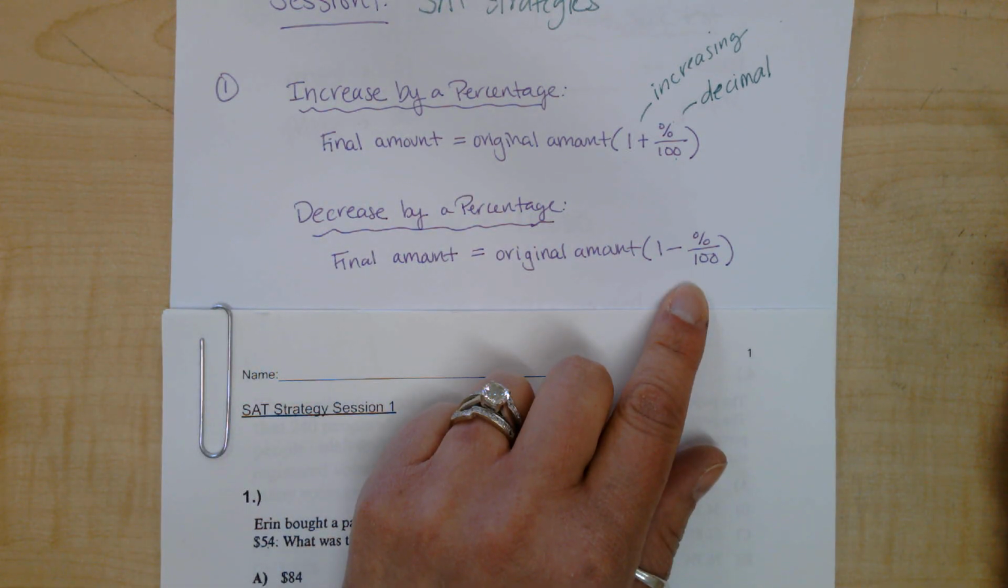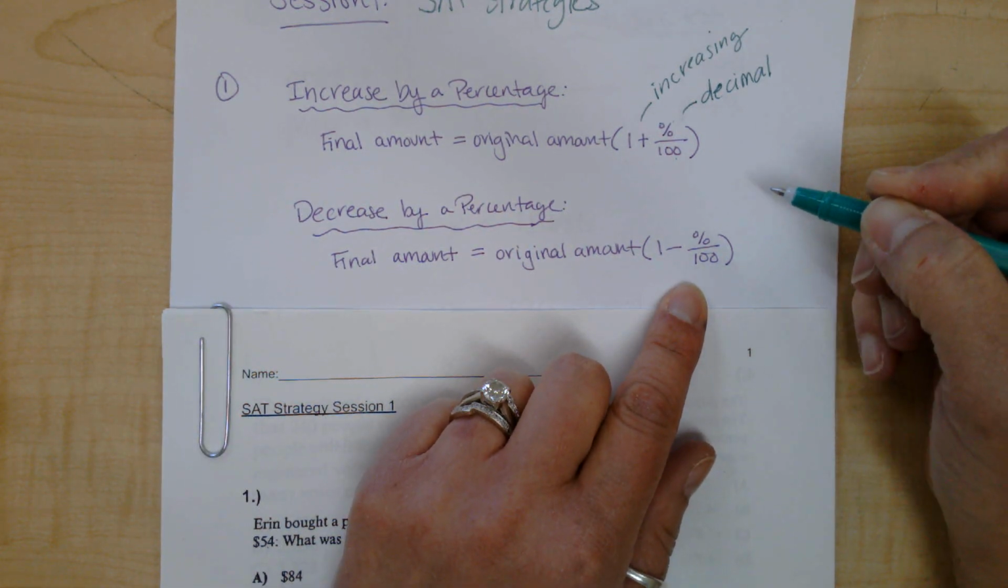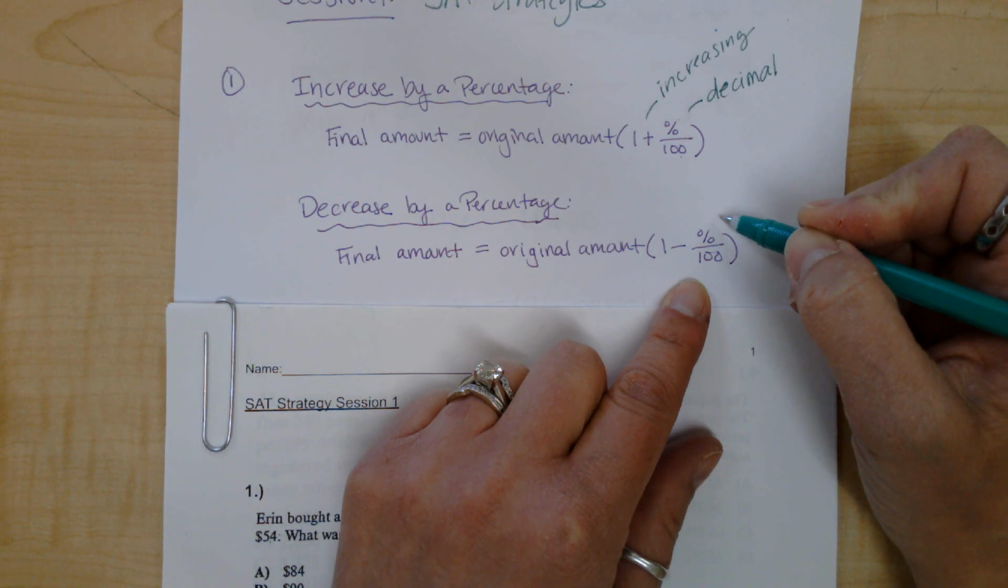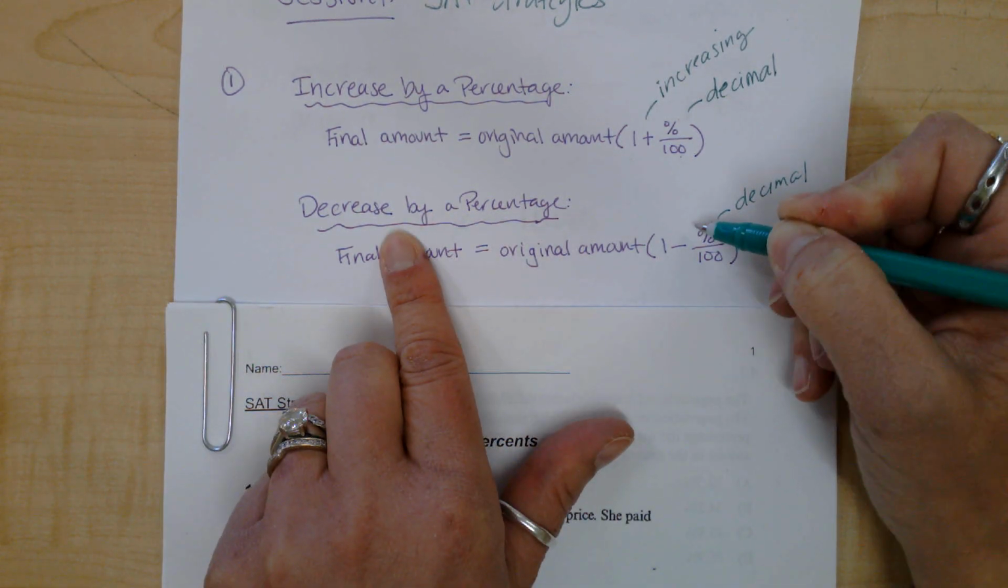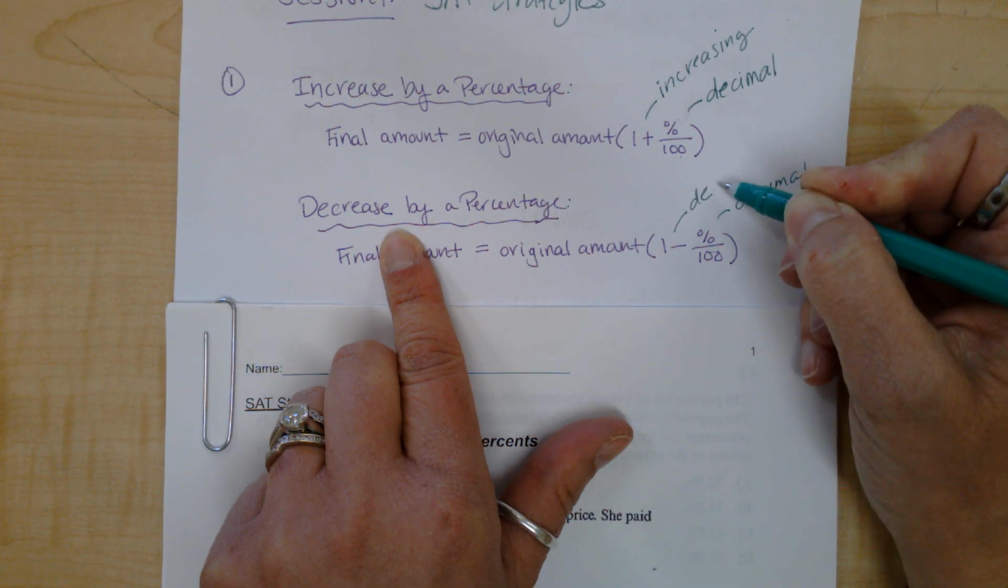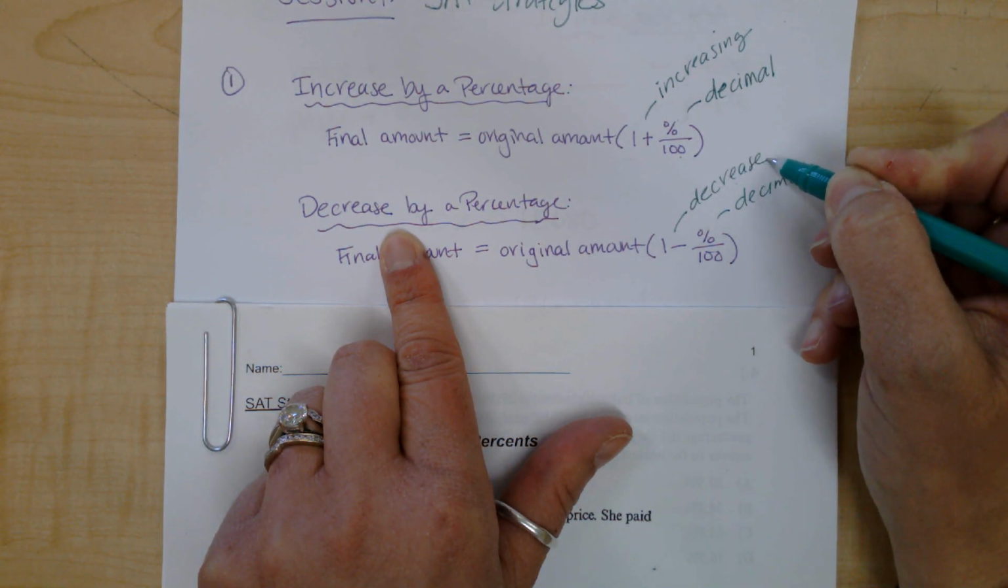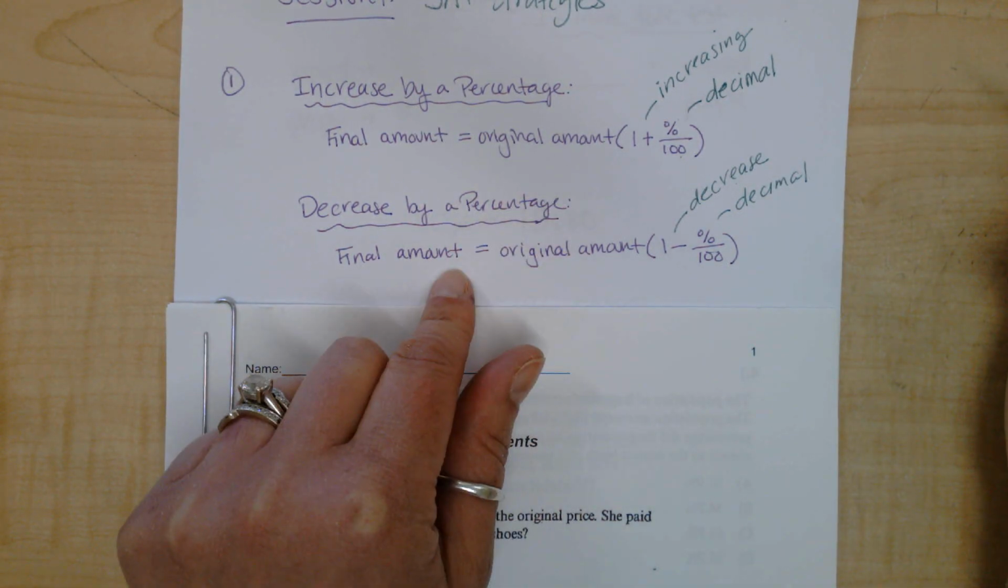So here, same thing. I just sneezed, excuse me. We need to get this into decimal. This is decrease, so we are subtracting. And we multiply by the original to get to the final.